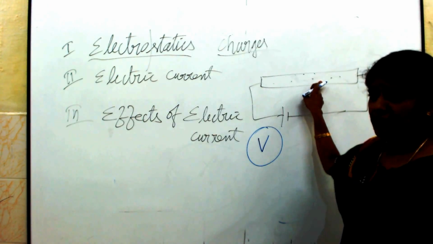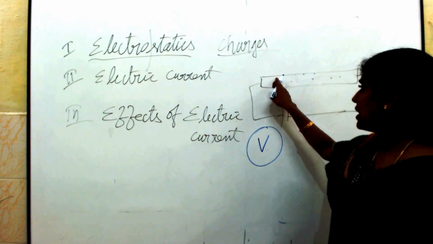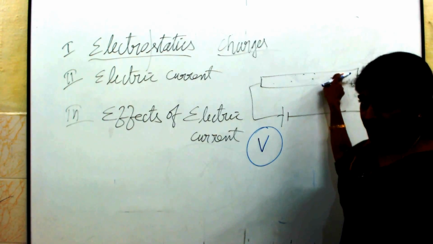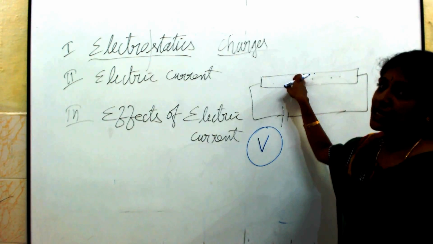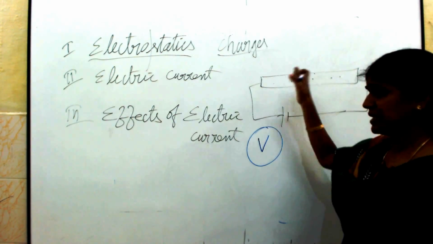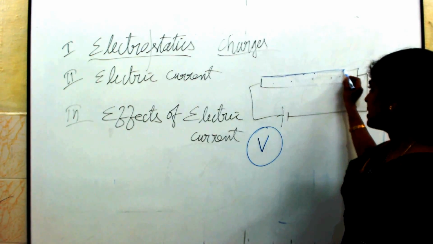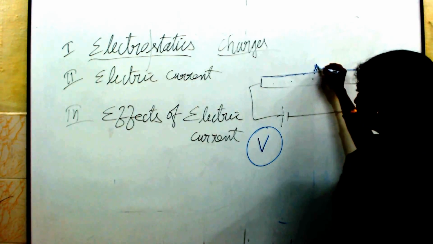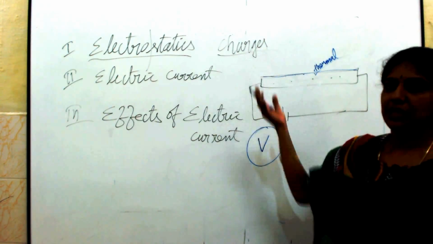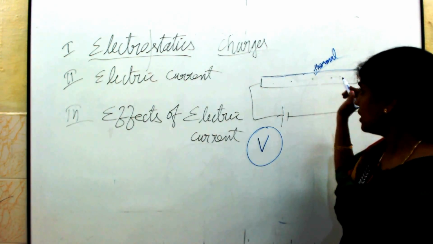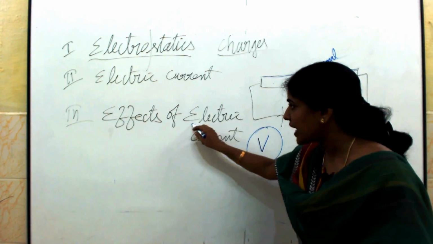So these accelerated electrons, when they move from one end to another end, will collide with the lattice ions or atoms. During this collision, a part of their energy is given to the lattice ions. So in due course, all the lattice ions will gain some energy. This energy that they gained, we call the thermal energy. Thermal is nothing but heat energy. So this heat effect is nothing but the effect due to the flow of electric current.